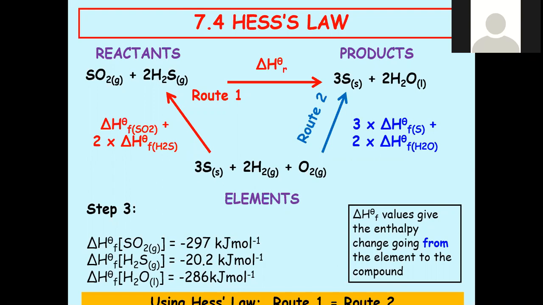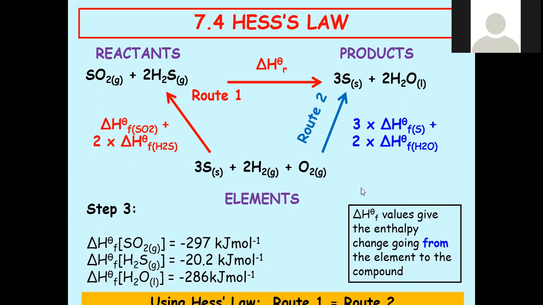So what we are going to do here is to work out this part. We would have our enthalpy change of formation of SO2 here. We've only got one lot of SO2, so that would be minus 297 kilojoules per mole, plus 2 lots of our enthalpy change of formation of H2S, because obviously we've got 2 H2S. Add them up, that would give us our enthalpy change.